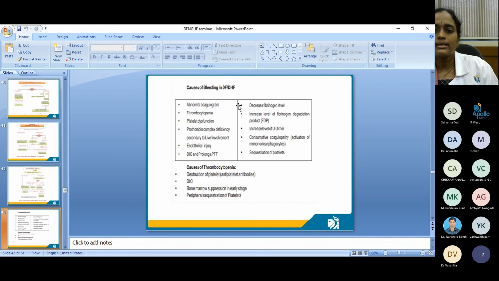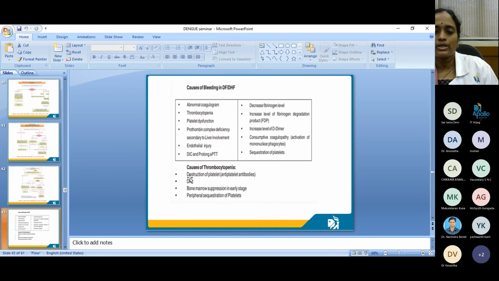So why is a dengue patient bleeding? Is it just because his platelets are low? No. There are many other factors contributing to the cause of bleeding in dengue hemorrhagic fever or dengue fever. There is abnormal coagulation, that is PT and APTT are deranged, thrombocytopenia, platelet dysfunction, prothrombin complex deficiency secondary to liver involvement, endothelial injury, and prolonged APTT. All these factors contribute to the bleeding tendency in dengue.